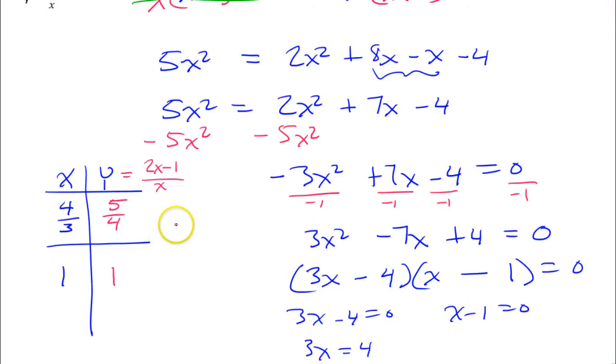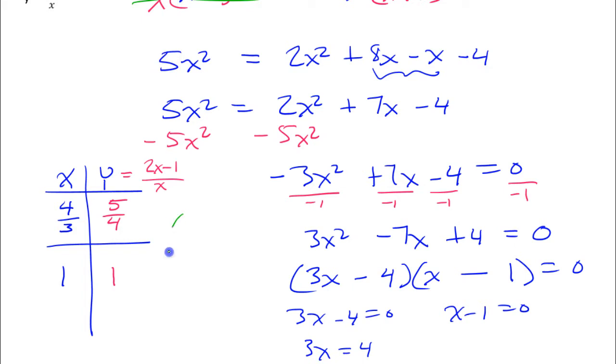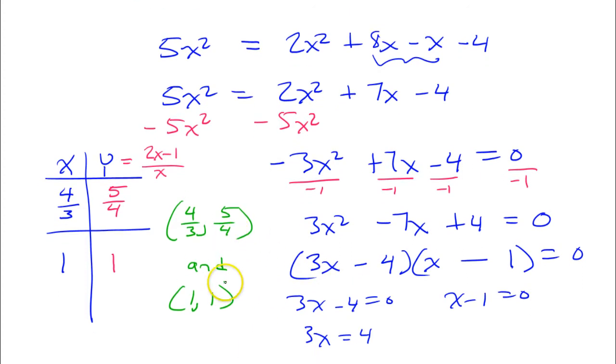So these are the solutions then. As ordered pairs, the solutions are 4 over 3, comma 5 over 4. That's one solution, and 1, comma 1. So that's it. This is the solution to the system.